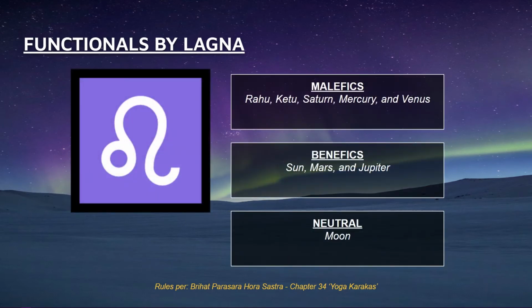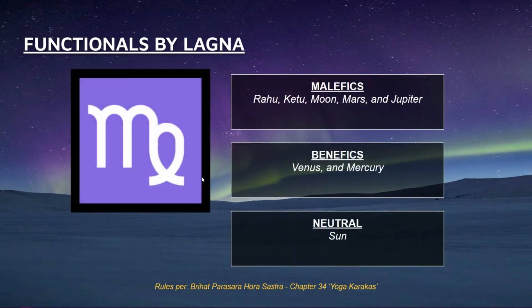Okay. Leo rising signs, Leo Lagna. Malefics include Rahu, Ketu, see them right back in place in the malefic category, Saturn, Mercury, and Venus. Benefics include Sun, Mars, and Jupiter. And Moon is a neutral. Virgo Lagna. Malefics include Rahu, Ketu, Moon, Mars, and Jupiter. Benefics include Venus and Mercury. And Sun is neutral.